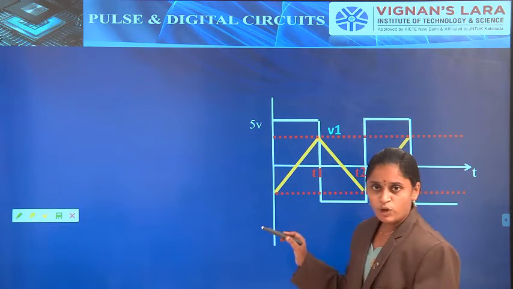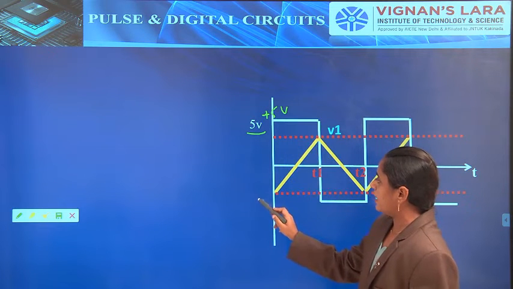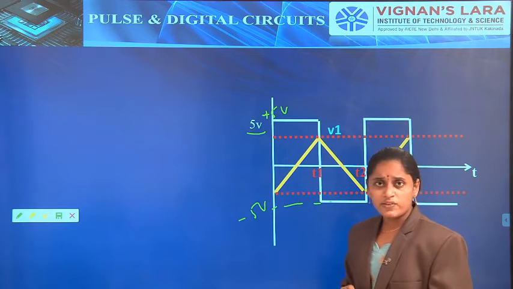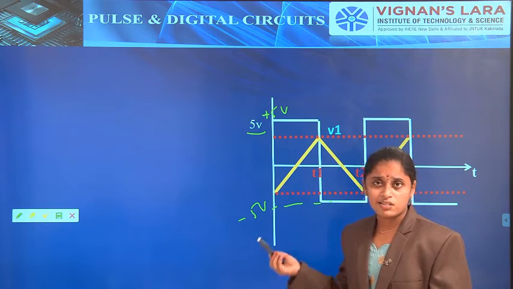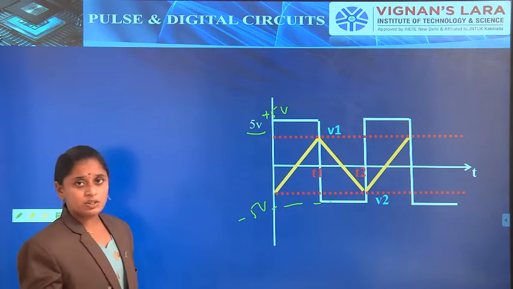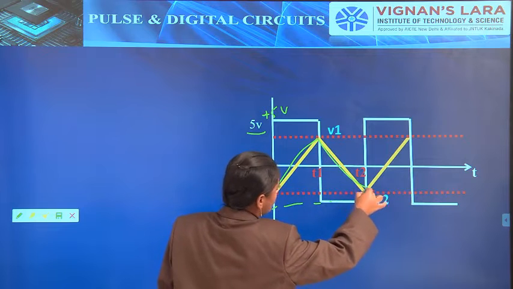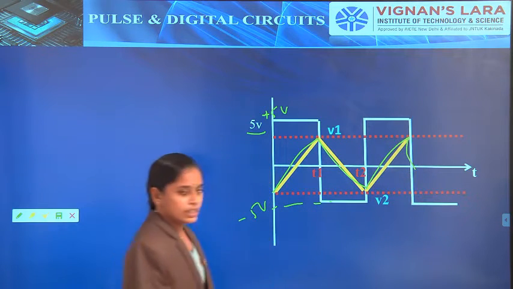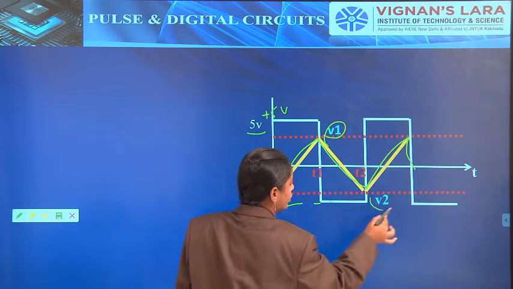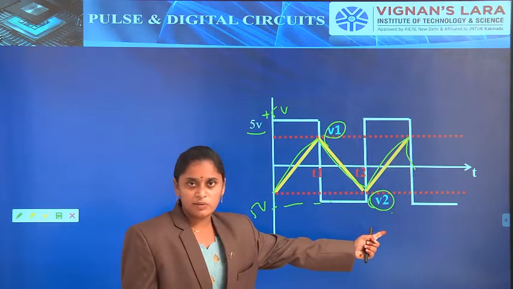That is a 10 volt signal peak to peak, so at the positive cycle it is 5 volts, and at the negative cycle it is minus 5 volts. So when a square wave signal is passing through the low pass RC circuit, what happens? It charges exponentially and discharges exponentially. So here we have to find V1 and V2, what is meant by V1 and what is meant by V2.